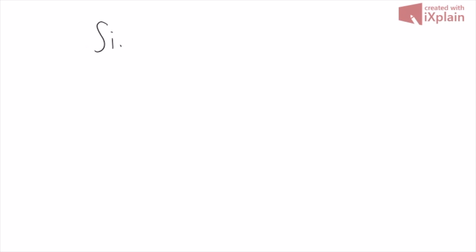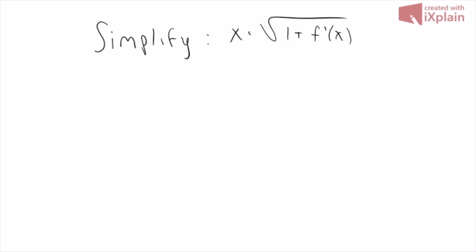Today, we are going to simplify an expression that involves a derivative. Now, this expression is x times the square root of 1 plus f prime of x squared. Now, f of x equals x cubed all over 6 plus 1 all over 2 times x.